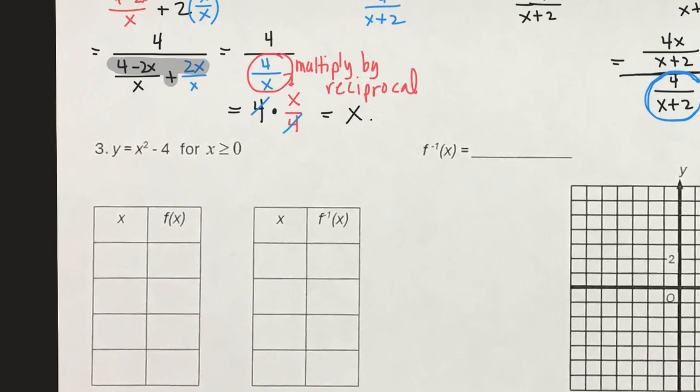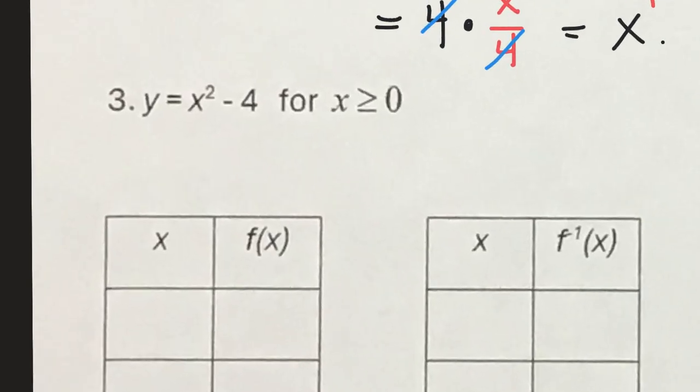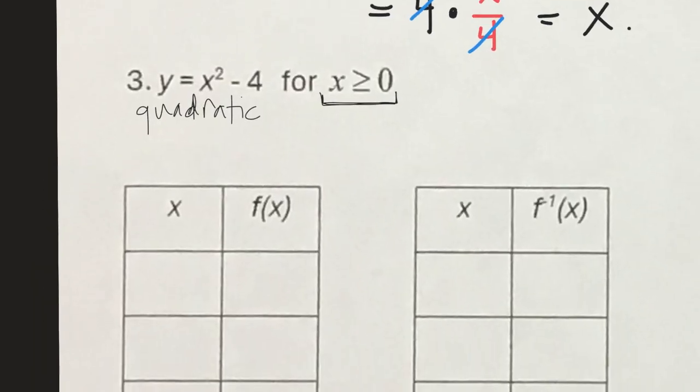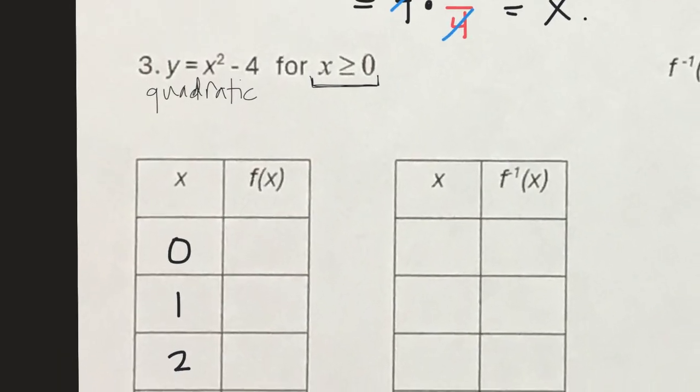Okay, number 3. What type of a function do we have? X squared minus 4. This is called a quadratic. Okay, but we're only looking at positive values of x. So no negatives. So when we do our chart, we're going to start at 0, 0, 1, 2, and 3. Let's do that. If x is 0, what is y? What's 0 squared minus 4? Minus 4.